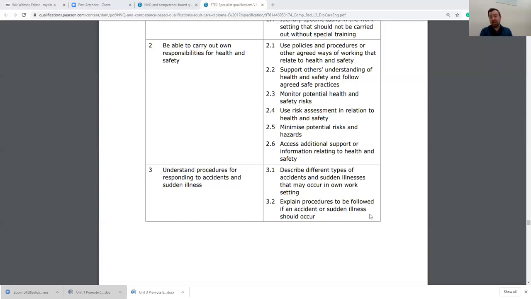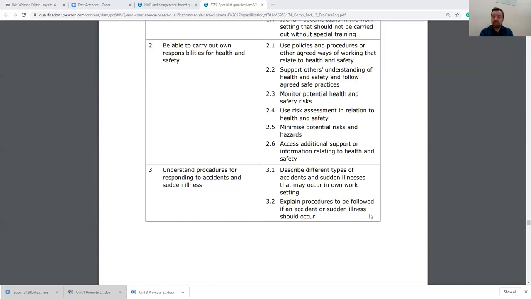Sometimes you can't avoid a hazard, and therefore we have to find other ways of working. So if you do feel that you're working in an area with a potential risk or a potential hazard, you have a duty of care to report this. And again, you can report it online following the incident report forms.